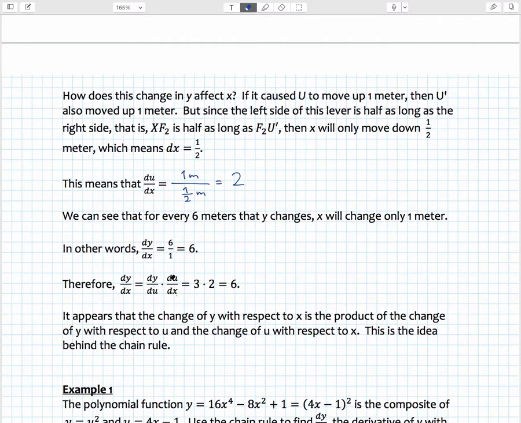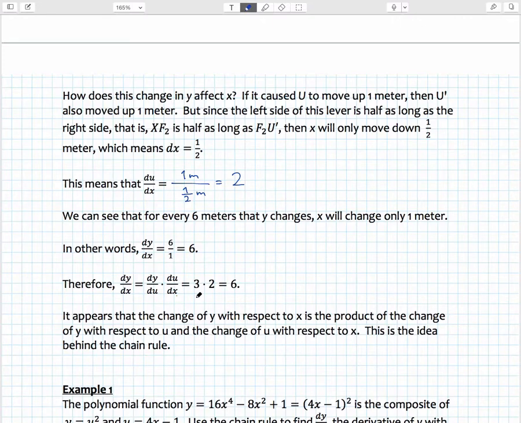Now notice, that's the same. Our change in Y with respect to the change in X is equal to the product of the rates of change of dy to du and du to dx, right? We saw that the rate of change of dy to du was 3. And then du dx we saw was 2. And it's exactly the same as the product of those. So it appears that the change of y with respect to x is the product of the change of y with respect to u and the change of u with respect to x. And that's the main idea behind the chain rule.